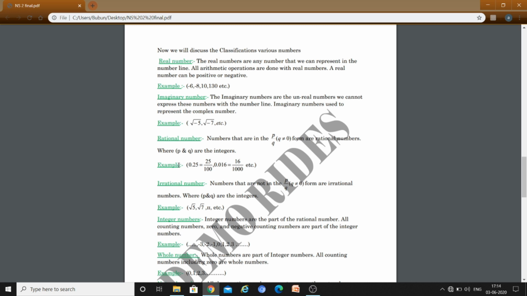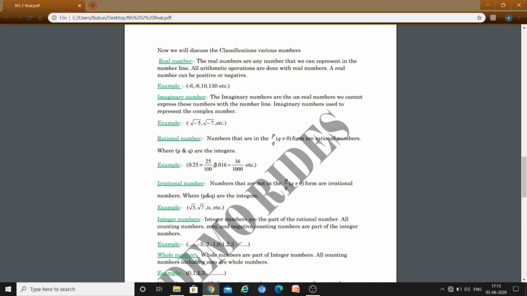So let us look at an example. Here 0.25 equals 25 by 100. We can write this. So this 0.25 we can represent as 25 by 100. This 25 by 100 represents p by q, and the q, which is here 100, is not equal to 0. That's why 0.25 satisfies these two conditions: it can be represented in p by q form and q is not equal to 0. That's why we can say 0.25 is a rational number.